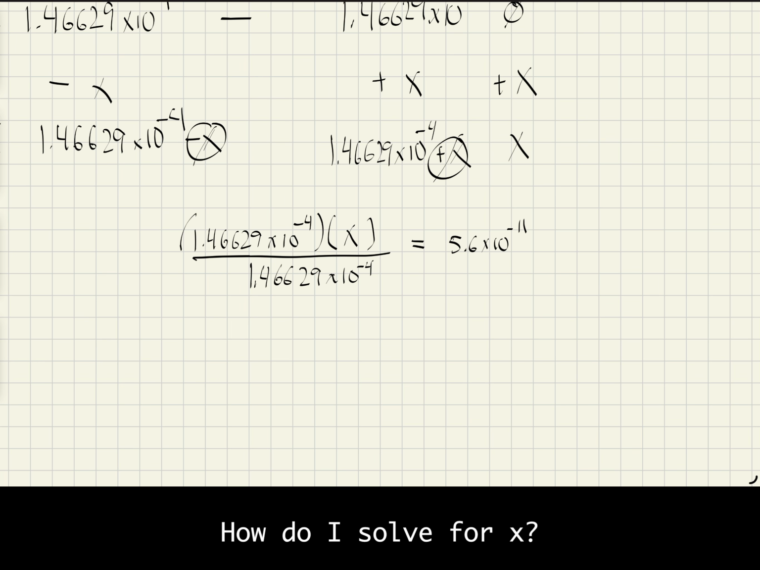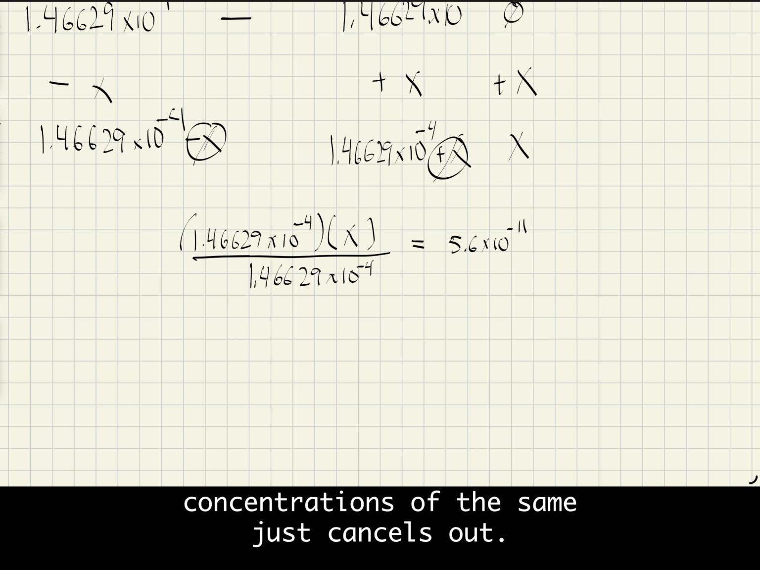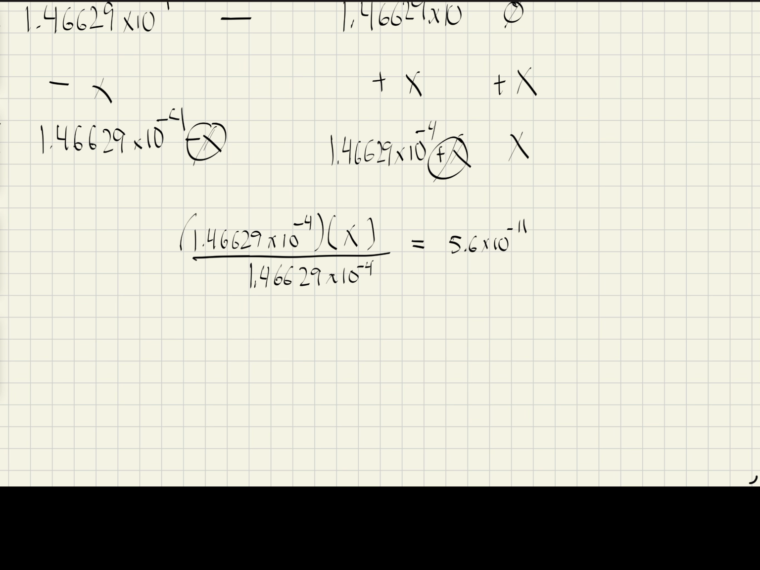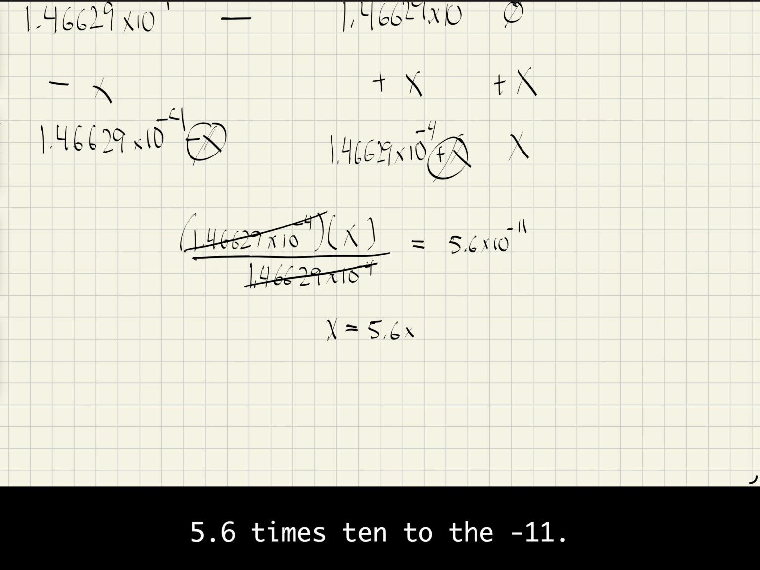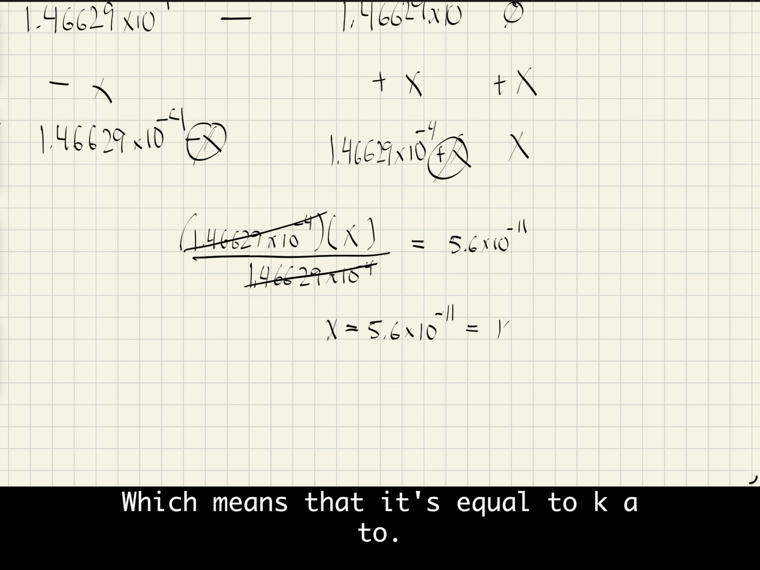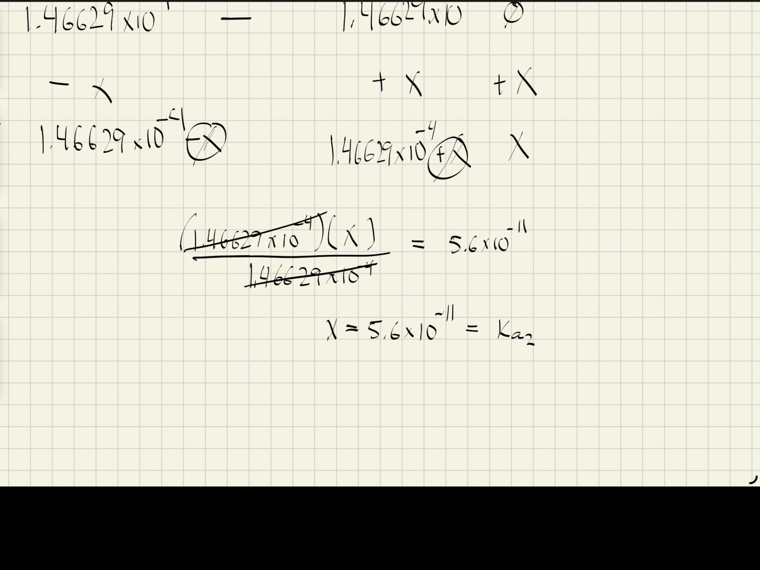How do I solve for X? They cancel out. The concentrations are the same. It just cancels out. So X is equal to 5.6 times 10 to the negative 11, which means that it's equal to Ka2.